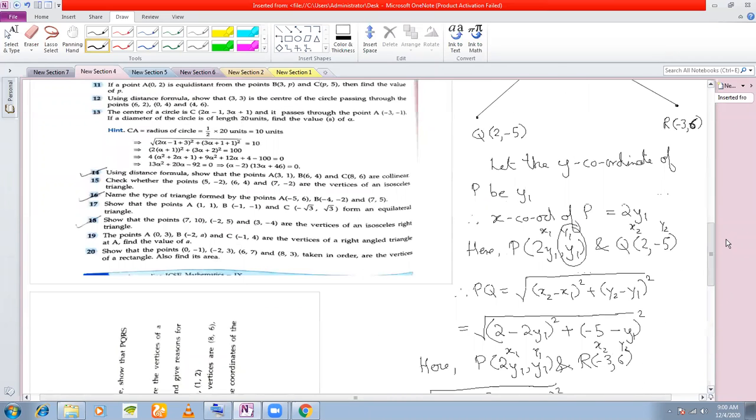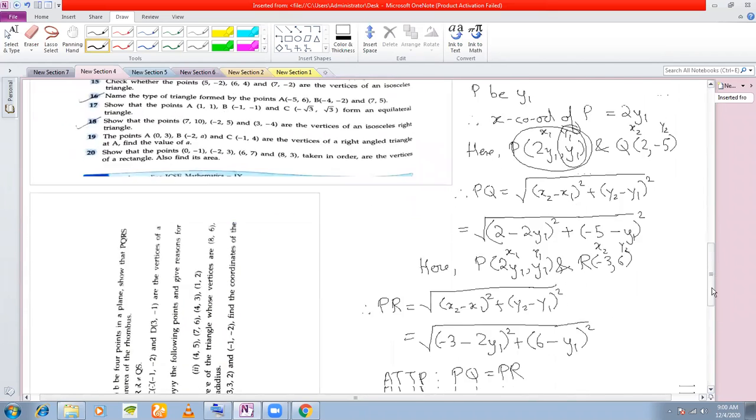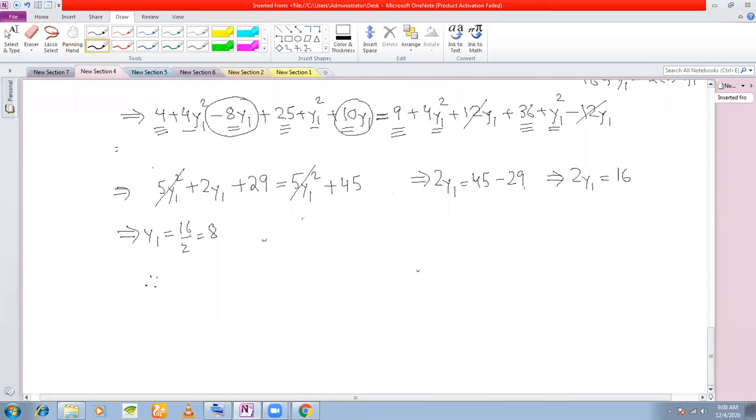And what was the original coordinates here? The original coordinate that we took here was twice y1 comma y1. So therefore what are the coordinates of p? Coordinates of p: twice y1 comma y1, which is equal to p 2 into 8 comma 8, which is equal to p 16 comma 8. That's it. Okay, so this was about the last problem that I did. The small mistake I had made has been corrected here.